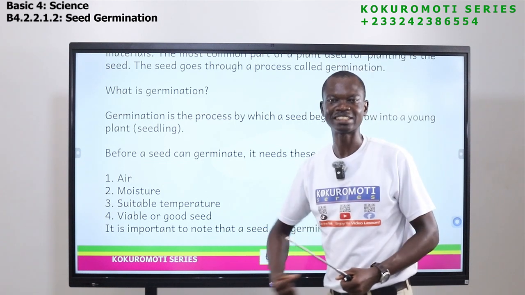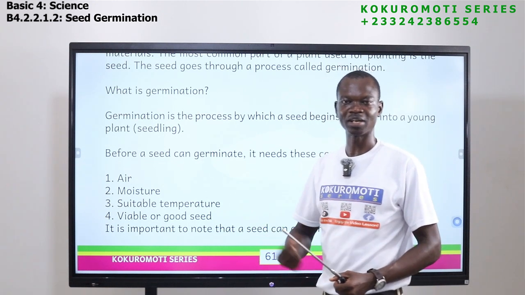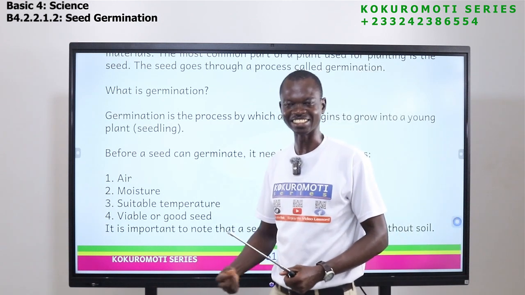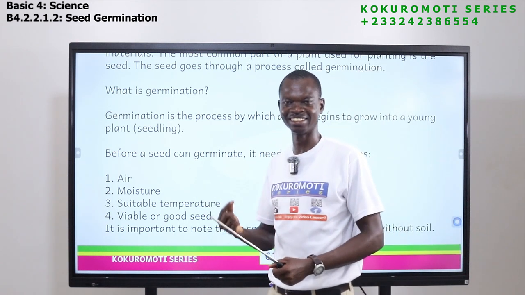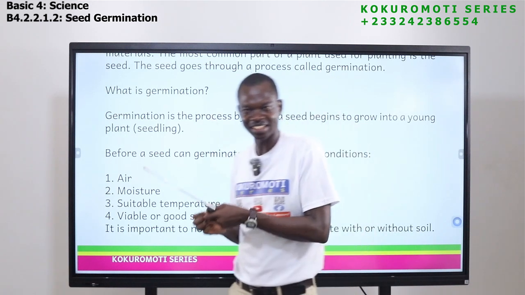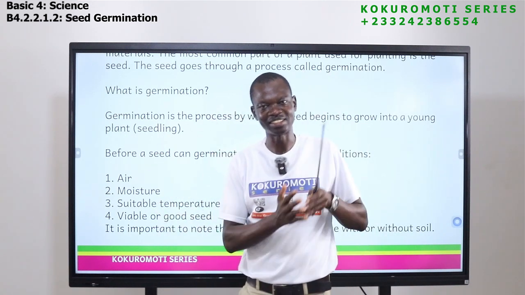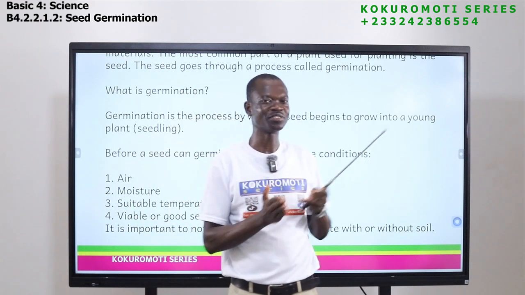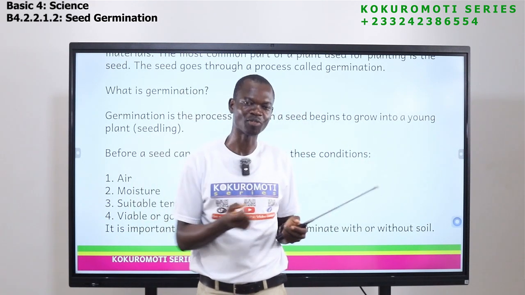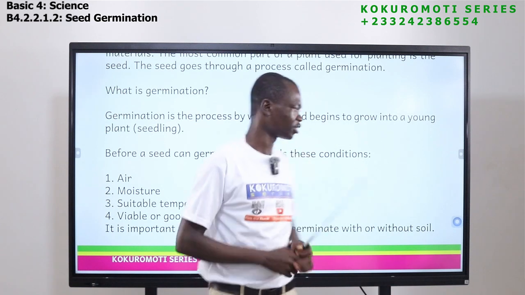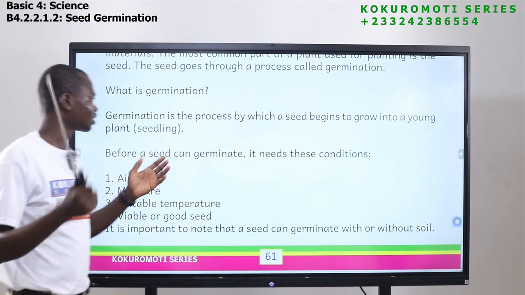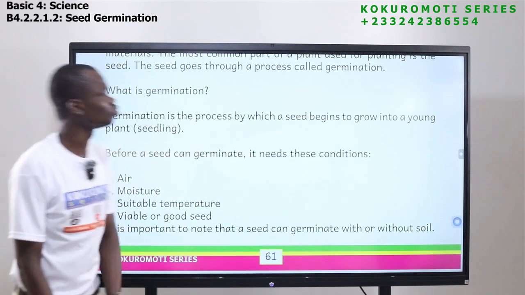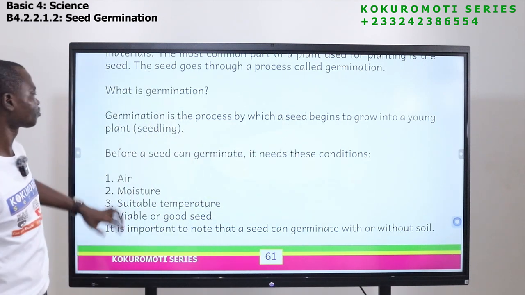Anytime you hear about seed germination, we are talking about the process. Say the process. Yes, seed germination is the process where young plants come out of a seed. If you hear seedling, we are talking about the young plants. So what is seed germination? Seed germination is a process by which a seed begins to grow into a young plant.